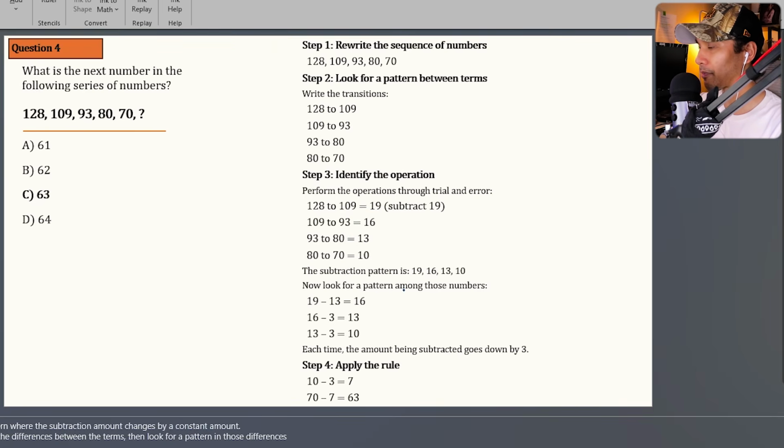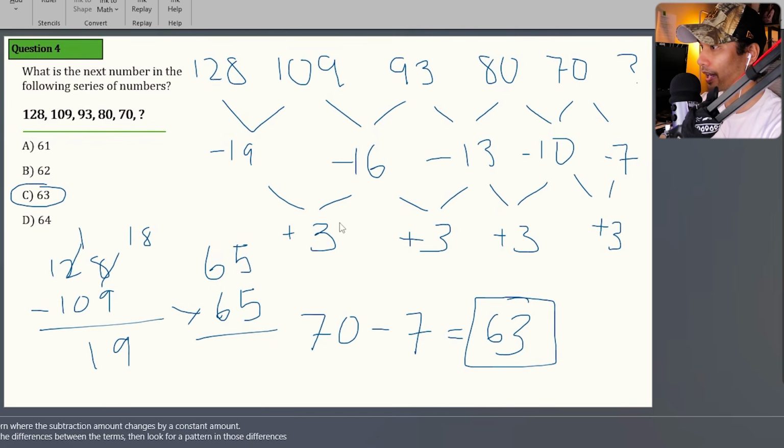And then now we look for the pattern among those numbers. So 19 minus 13. Oh no, I think I wrote this wrong. 19 to 16. 19 minus 3. Maybe it's 3. That's what I meant to put. 19 minus 3 because it's minus 3 or actually plus 3, right? Because it's negative for each at the beginning and then it's positive, right? That's what I meant to put. But it makes sense when you write it down like this. But okay. The transitions here, what I'm trying to say here is you find the transitions.